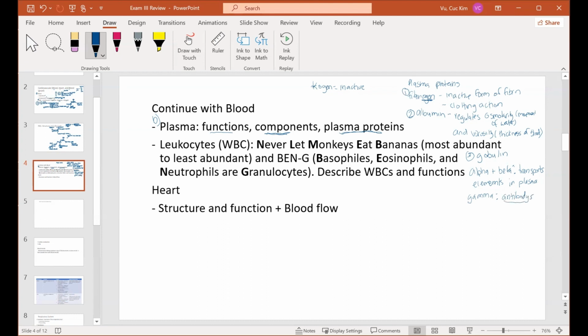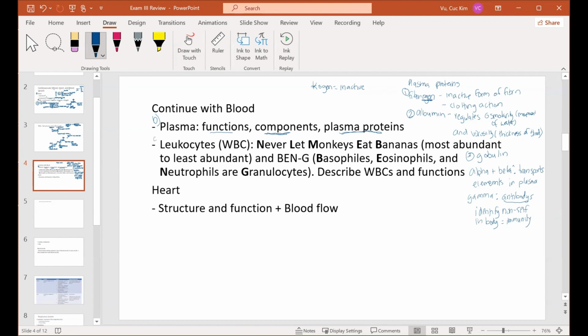Okay, and antibodies, what they do is that they're proteins that identify non-self. In other words, things that aren't you. So you can think of this as your immunity. Okay, so those are the three plasma proteins that you would find in blood. Okay, or in plasma to be specific.